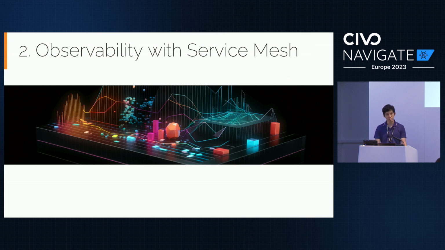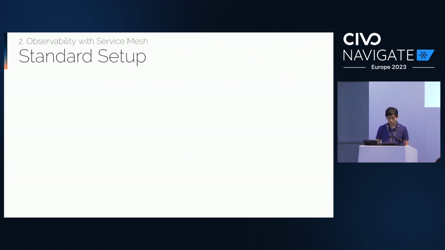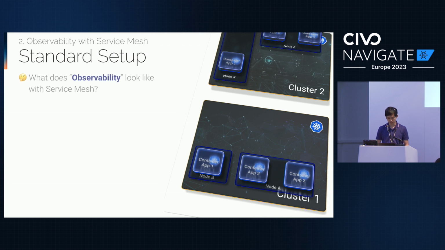So, observability with service mesh. The standard setup we're going to look at: what does observability really look like in a service mesh deployment? If you have just a few application containers in the cluster, on the right you can see 2 clusters with nothing essentially, but just 3 containers.